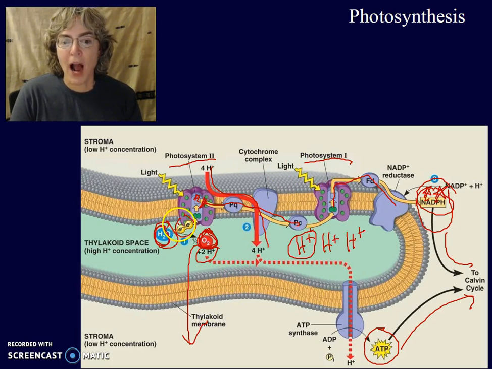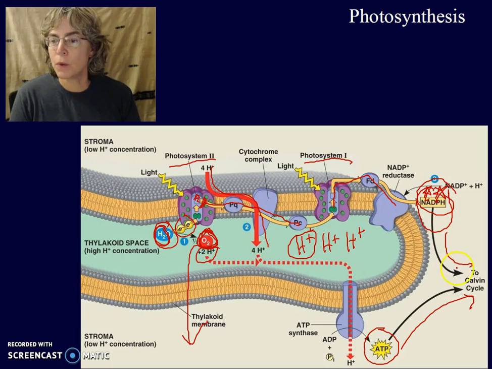And our high energy electrons now go into NADPH, and those will go to the Calvin cycle. So that's where we're going to go as well, to the Calvin cycle.